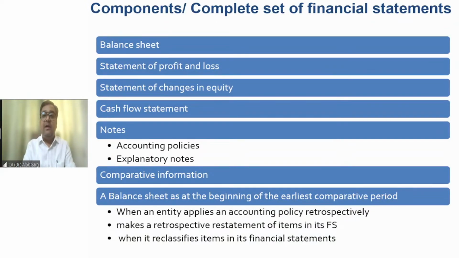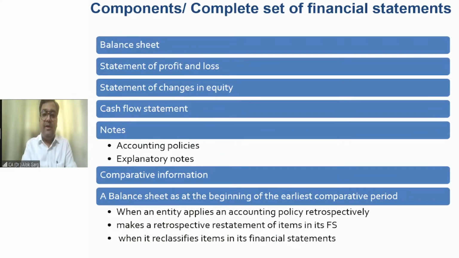For example, earlier the company had shown something in sundry debtors. Now the company wants to net it off with the creditors. So this number which the company has shown in the past, now the company wants to reclassify from debtor to creditor, right? So probably in this case, again, the comparative needs to be restated and a third balance sheet needs to be prepared.